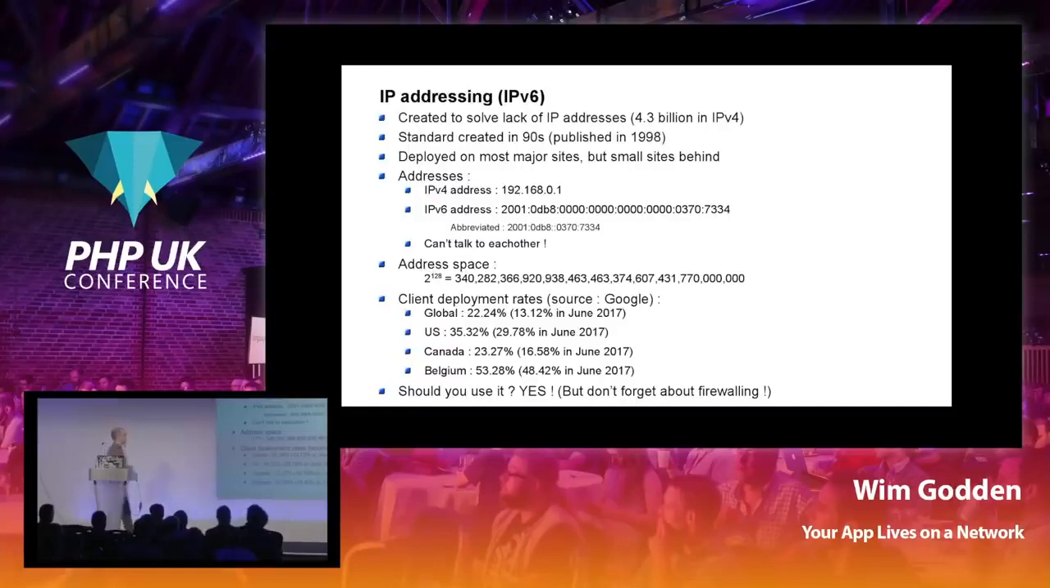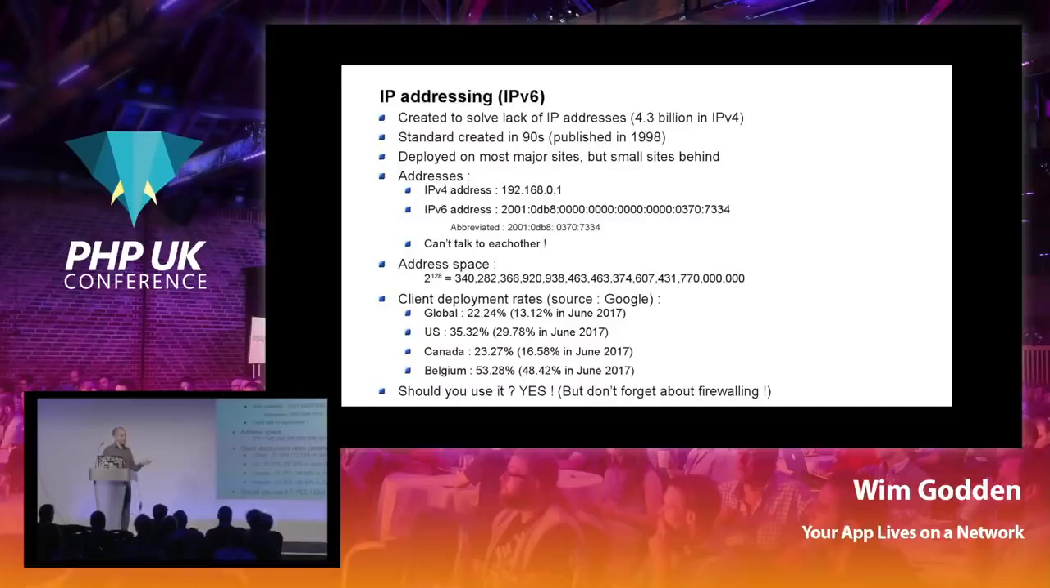And to give you an idea of the deployment rates, globally, 22% of people at home have IPv6. In the US, it's a little more. Belgium is number one here. We crossed the 50% barrier last year, which is good, but still a long way to go, of course.